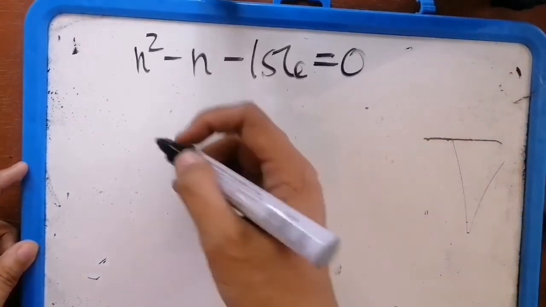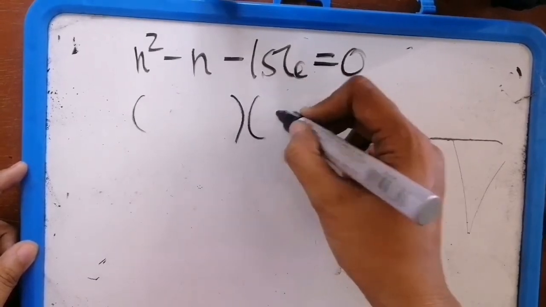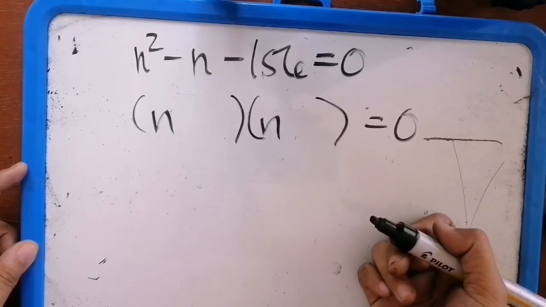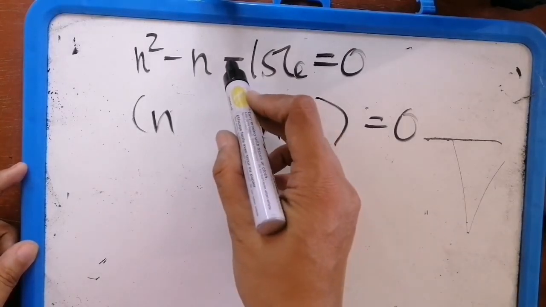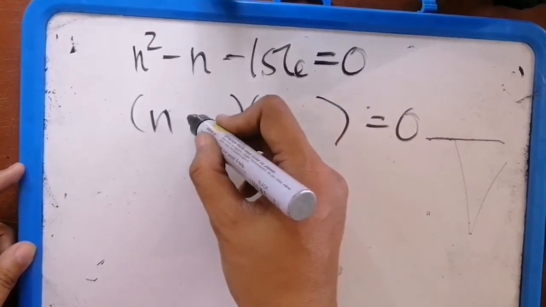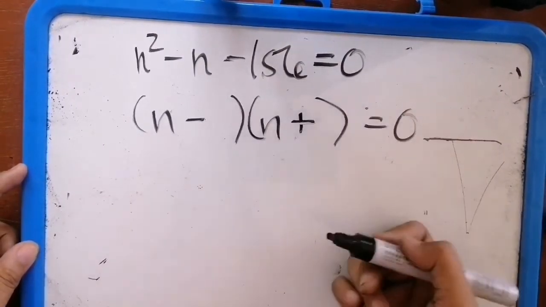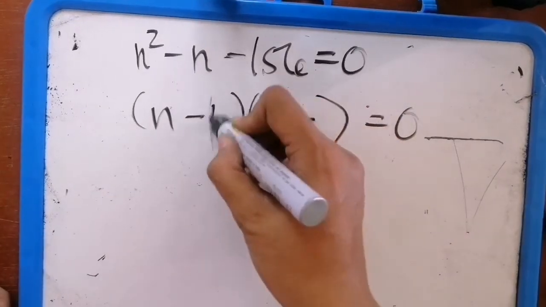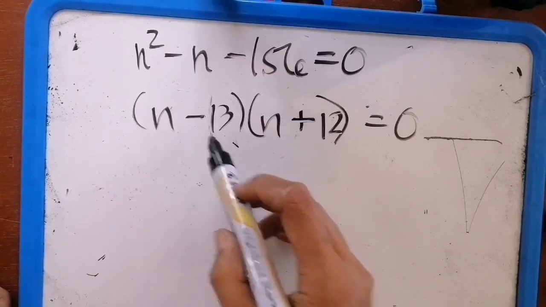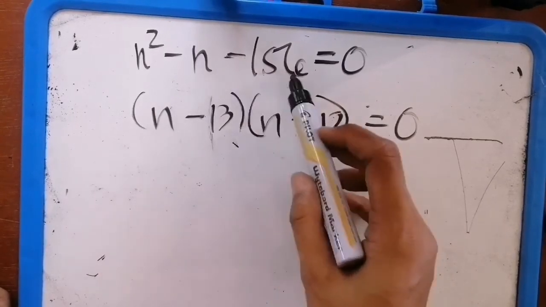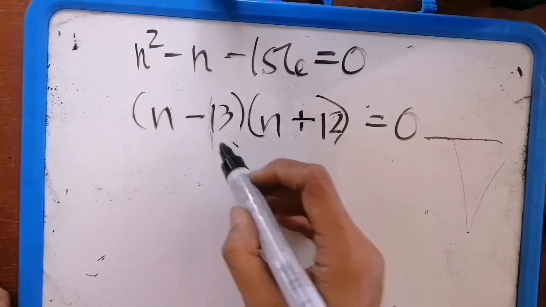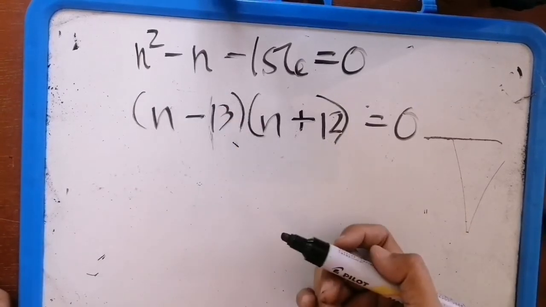So let's try to factor it. Ano kaya ang pwede? So we have n here and n. So dapat, since this is minus, dapat isa, minus naman, ang isa naman is plus sign. Right, so we have 13 and 12. Okay, so multiply natin, negative 13 times positive 12 is negative 156. If i-add naman natin, negative 13 plus 12 is negative 1.